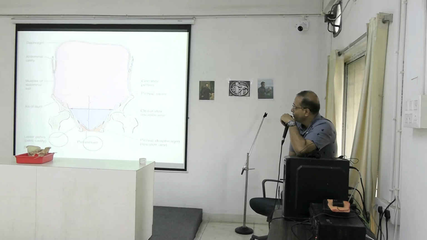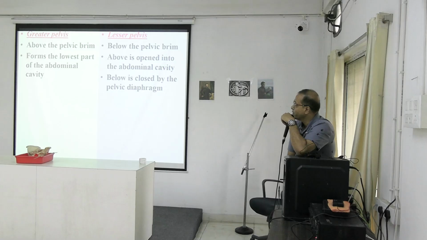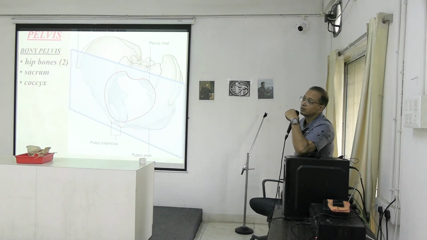Now this pelvic cavity is present within two bones and the backbone on the back side. We have two hip bones, right and left, fitting on the sides, and posteriorly we have the sacrum, which together form the bony pelvis. So this is what we are going to talk about here, the bony pelvis.